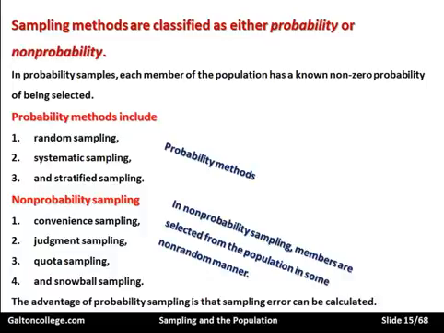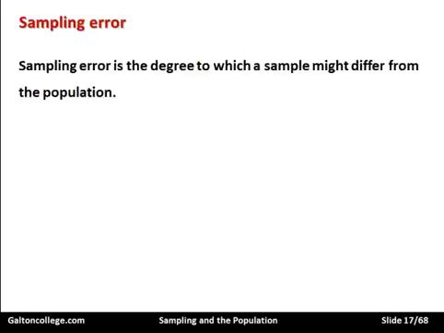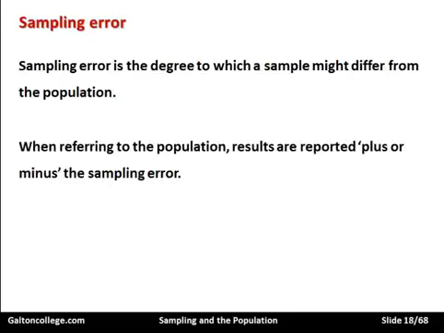So let's look at sampling errors. These are errors that arise out of the sampling technique, and which means that the results of the sampling are different from the true values of the population, which is what we were trying to discover. Sampling error is the degree to which the sample might differ from the population. That's the sampling error. It's the difference between what the sample has thrown up and what the population actually is.